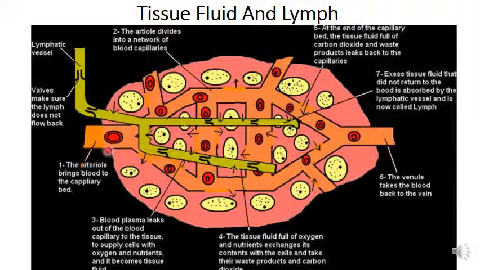We've got the arteriole bringing blood to the capillary bed. We've got the arteriole dividing into a network of capillaries. Then the blood plasma leaks into this area, okay, and it becomes tissue fluid. Then the tissue fluid exchanges its contents and continues to move, takes up waste. Then at the end of the capillary bed, the tissue fluid is full of carbon dioxide and waste and leaks back again through some gaps, and then it becomes a venule, which will join a vein and then bring back the waste to the lungs and wherever they are needed for excretion.